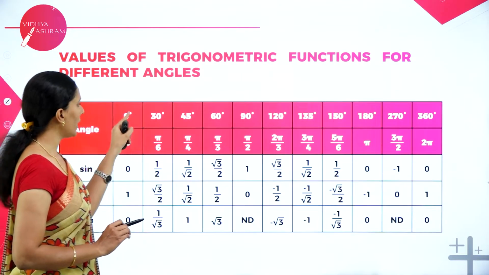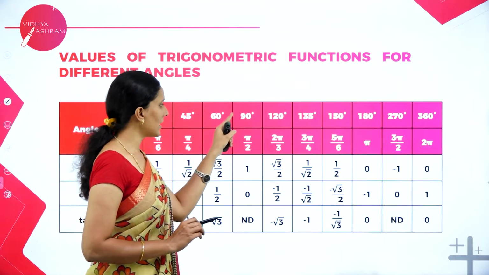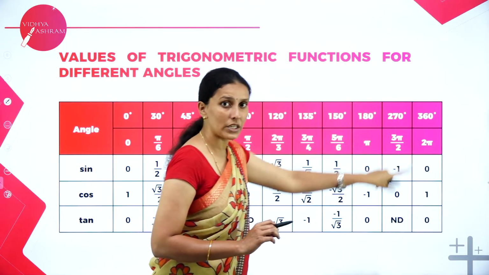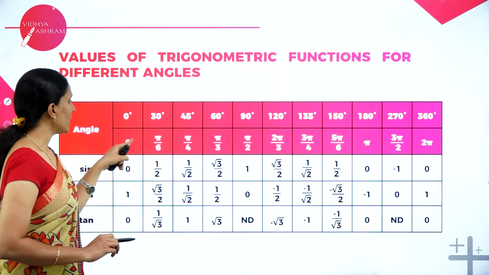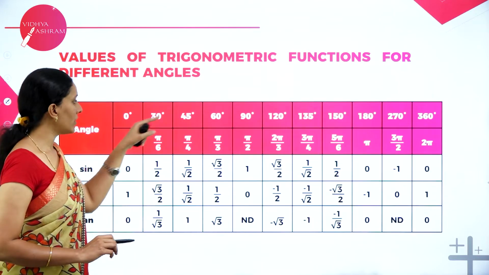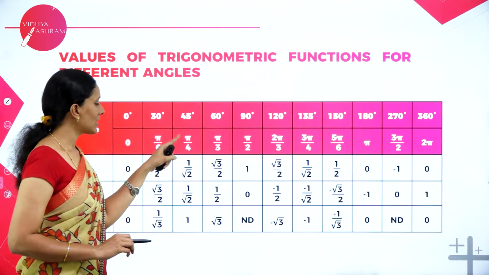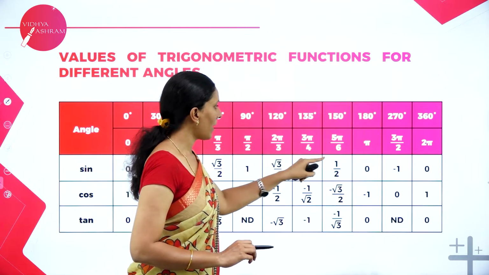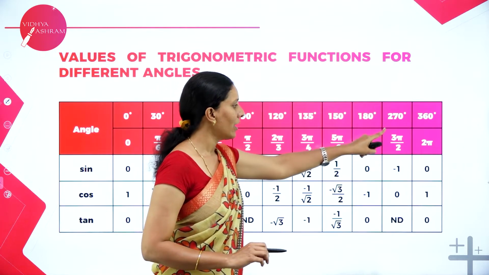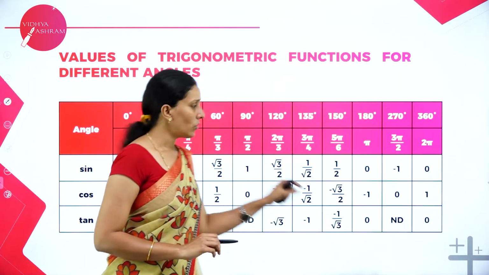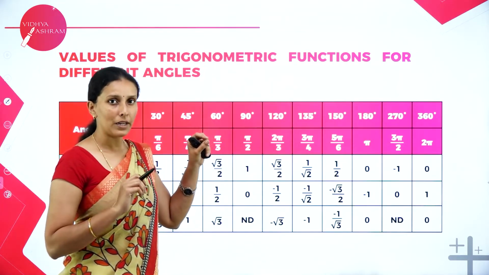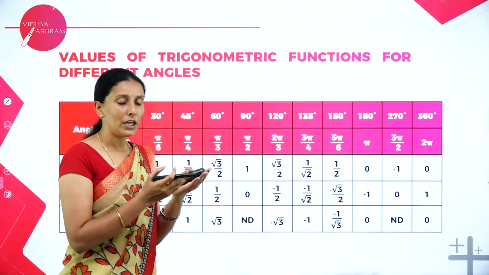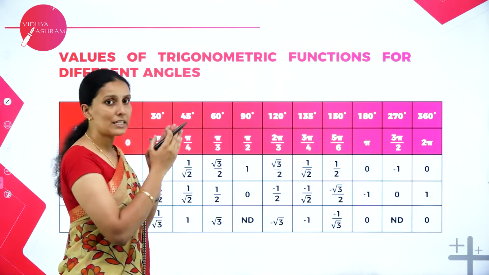So we have 0 degree, 30, 45, 60, 90, 120, 135, 150, 180, 270, 360. And these are the radian measures of these angles: 0, pi by 6, pi by 4, pi by 3, pi by 2, 2 pi by 3, 3 pi by 4, 5 pi by 6, pi, 3 pi by 2, 2 pi. So these are a few standard angles of one complete revolution. Any angle more than this can be converted into a sum or difference of these angles.